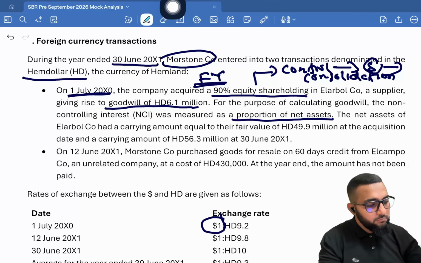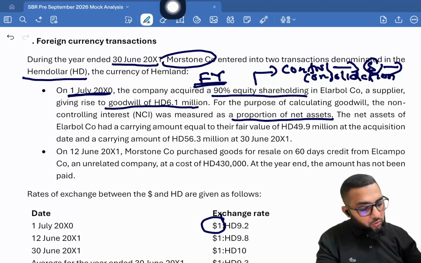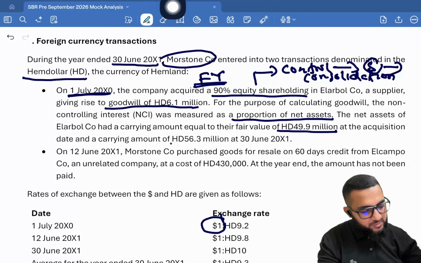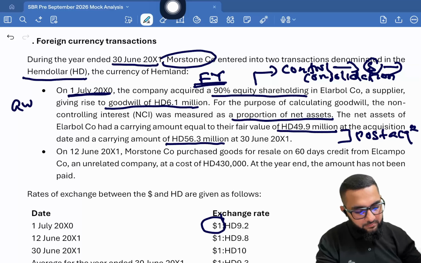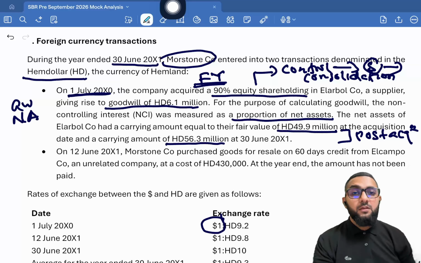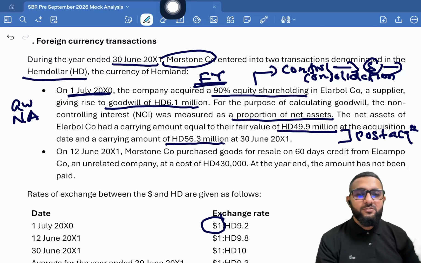The net assets of Ellaball Co. had a carrying amount equal to the fair value of HD 49.9 million. There's no fair value adjustment at the acquisition date. A carrying amount of HD 56.3 million at 30th June 20X1, right? 56.3 was the carrying amount and 49.9 was the fair value, so the difference is going to be the post acquisition. So we have goodwill here. We have net assets. So IAS 21, foreign operations, right?